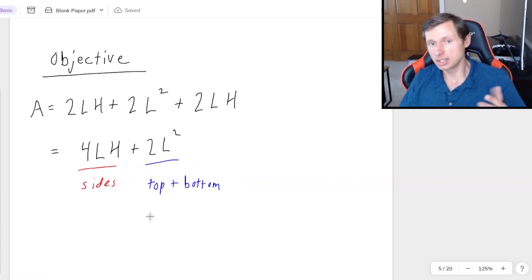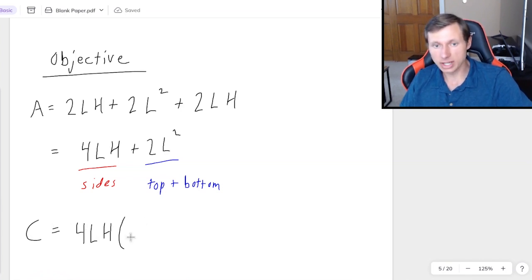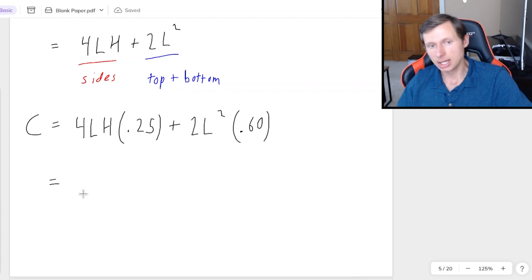Now obviously, this isn't price yet. I just wrote the area equation to help me get the price, or cost. The cost is going to be the sides times their cost, 0.25, because that was the cost of the side, plus 2L squared times the price of the top and bottom, which for blue paint is 0.60. I can reduce this. It's going to be cost equals LH plus 1.2 L squared.